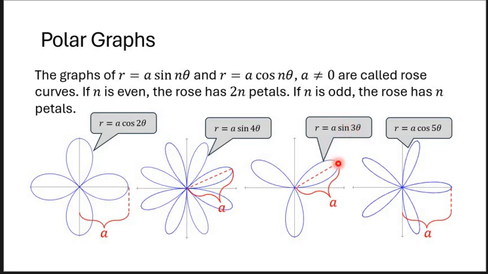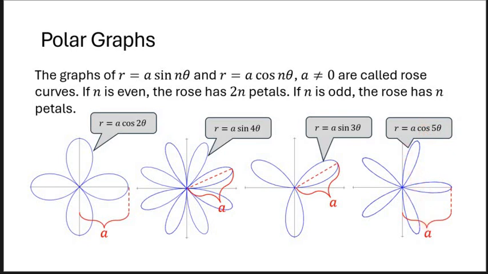The sine still makes it symmetric to the line theta equals pi over 4. But because, once again, n is an odd number, there's exactly n petals. 1, 2, 3 petals, and n is 3. And here's another case of an odd value for n. N is 5 in this case, and I have 1, 2, 3, 4, 5 petals. A is still the maximum displacement because the cosine is symmetric to the polar axis, as above, so below.